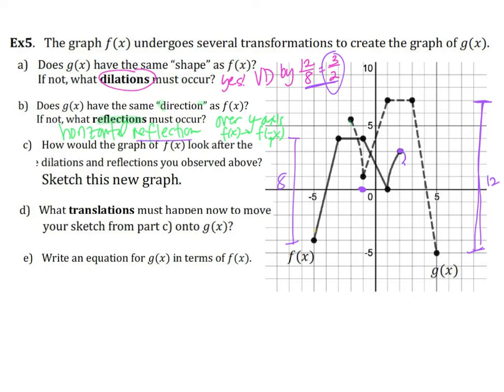Okay, this distance is 3 units. So 3 units times 3 halves, that's 9 halves. Well, 9 halves is 4.5. So I'm going to stretch that to 4.5 times its original. So that's going to go up 1, 2, 3, 4.5. It's here. And then it's 2 units away from the y-axis.